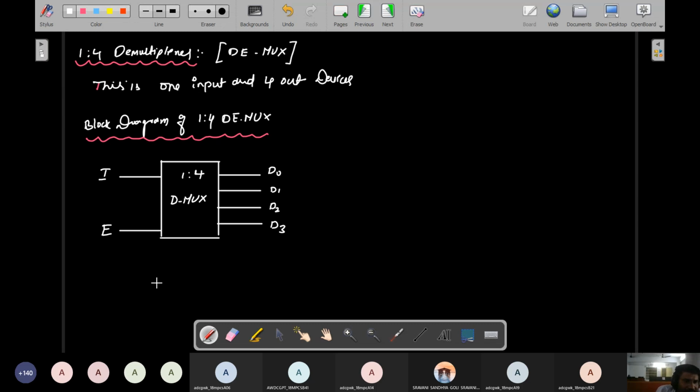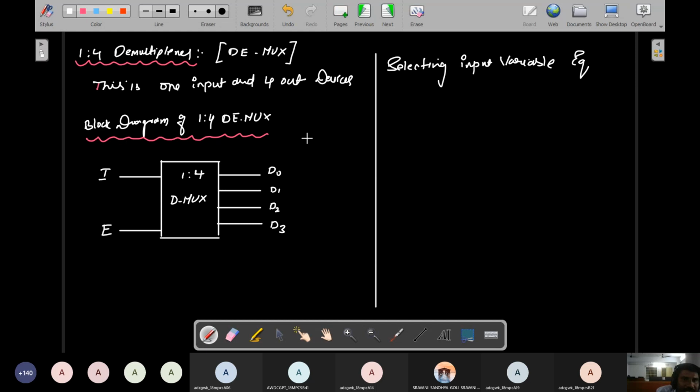Here we draw the selecting lines. First, I find out how many selecting lines are given to this demultiplexer, depending on the selecting input variable equation. In the selecting input variable equation, n is equal to 2 power m. This is your formula.